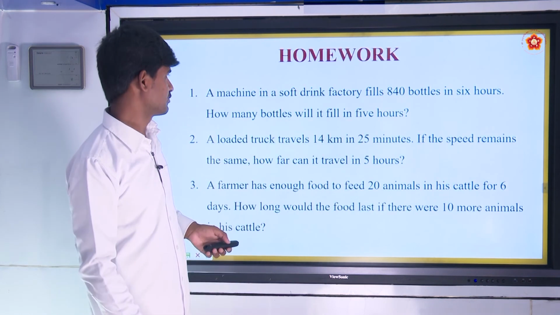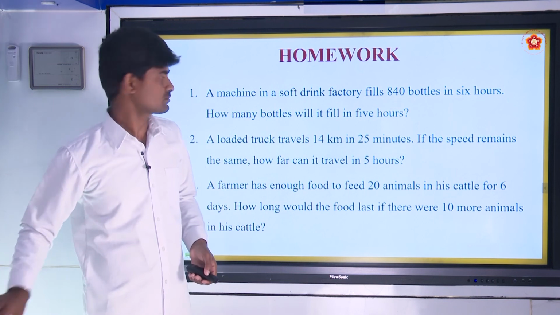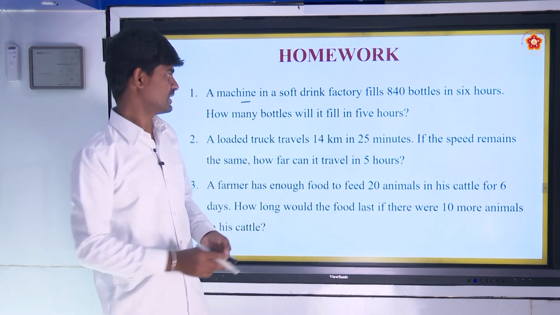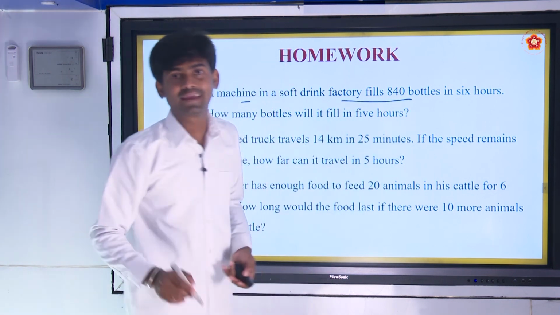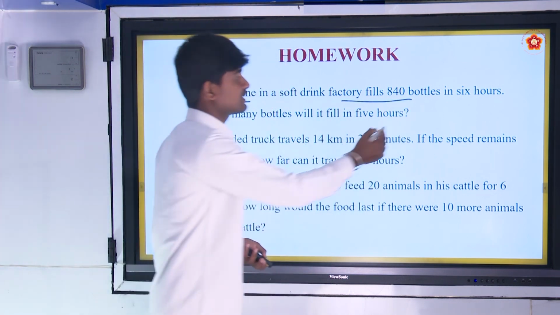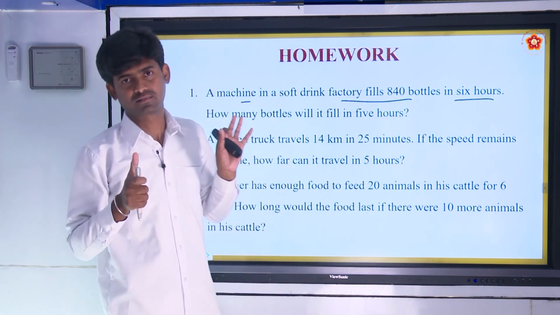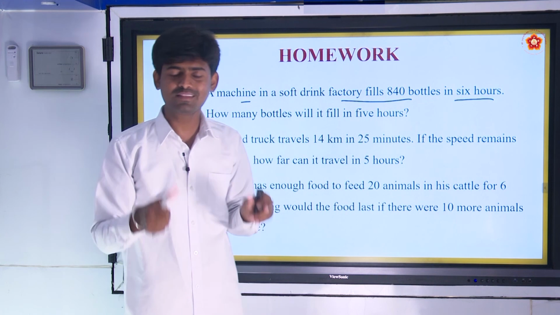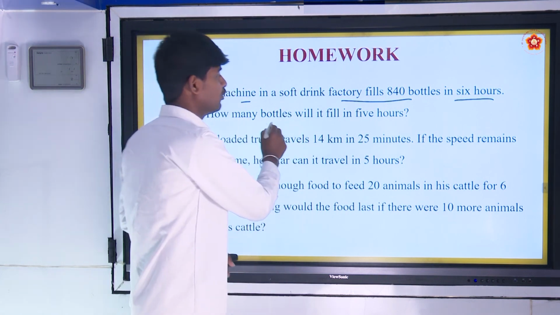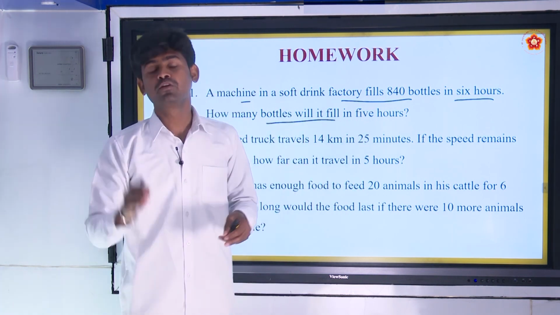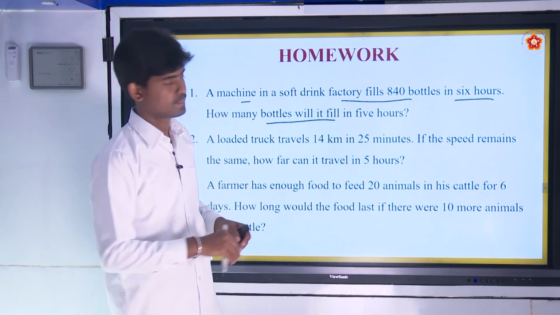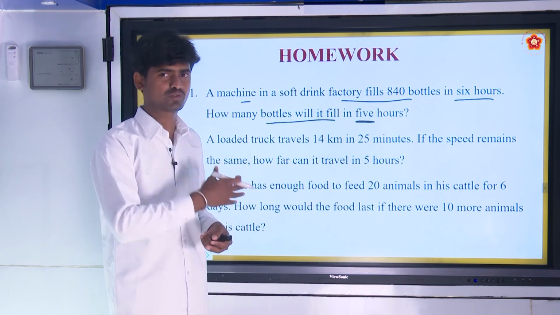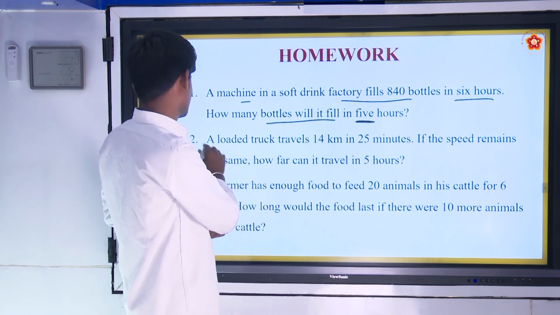Here is some work for you. First question: a machine in a soft drink factory fills 840 bottles in 6 hours. How many bottles will it fill in 5 hours? You have to know whether it is direct proportion or inverse proportion.